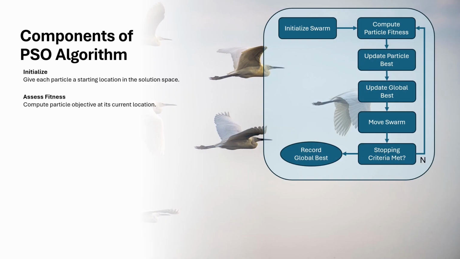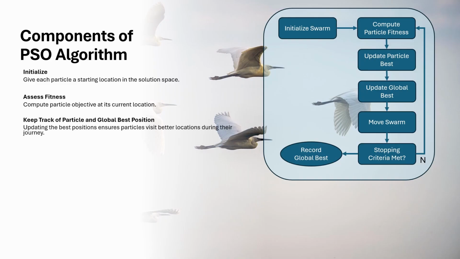Then what we're going to do is assess the fitness of each particle. So given where that particle is or that bird is right now in that cornfield, how much food has it found? Is it a low food location, high food, no food, whatever? But we need to be able to compute that for each bird.